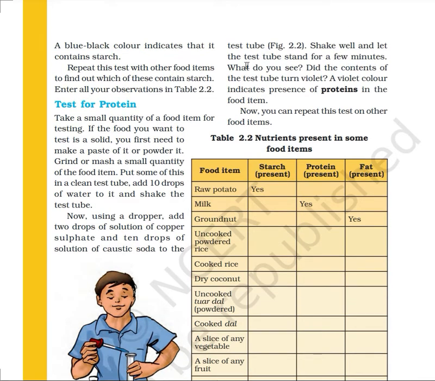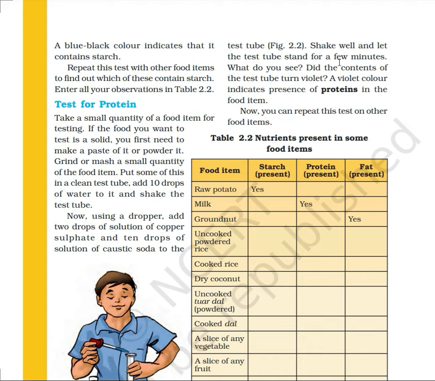Shake well and let the test tube stand for a few minutes, like 5 to 10 minutes. What do you see? Did the content of the test tube turn violet? A violet color indicates the presence of proteins in the food item. Now you can repeat this test with two other food items.